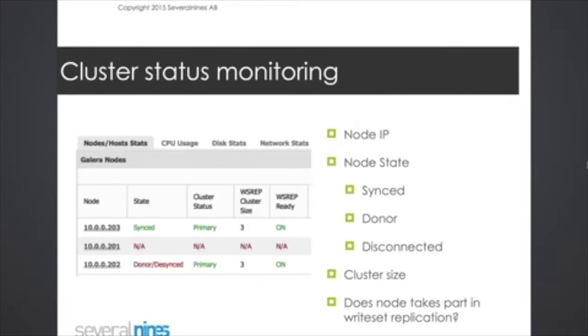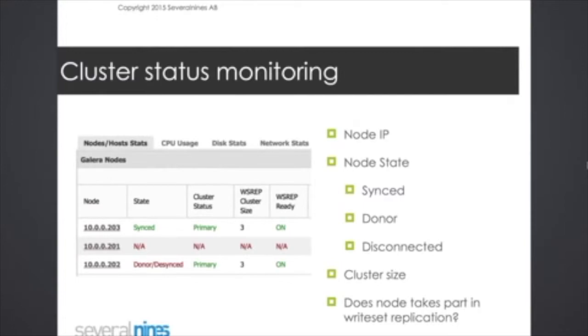So cluster status monitoring. Well, here we can see a sample of the Galera node status tab from the cluster control. So you can see we have information about the node state. We can have information about node IP, the cluster status, cluster size, whether the node is taking part in write-set replication or not. So for example, from this particular screenshot, what can we derive? Well, we have 3 nodes, yes.